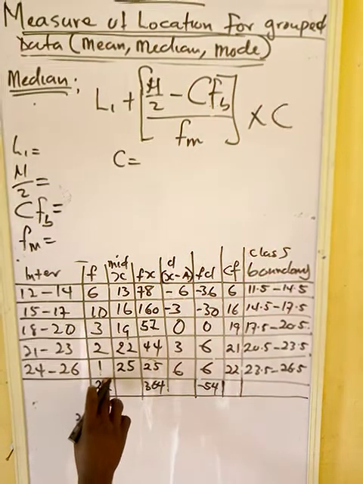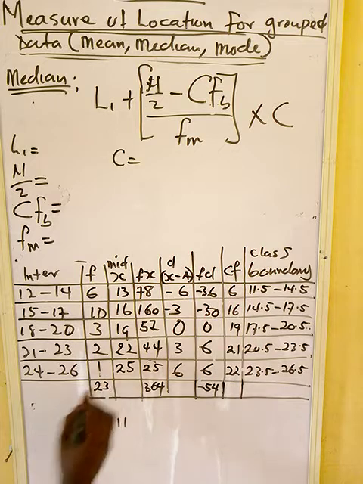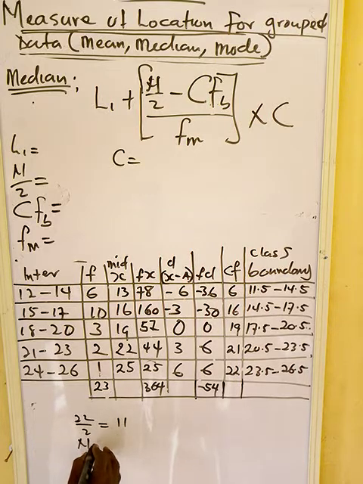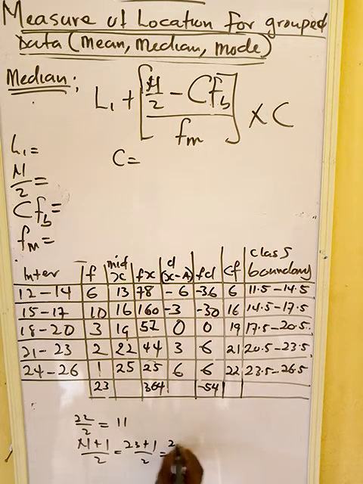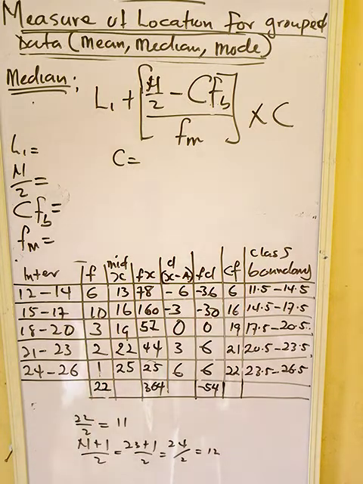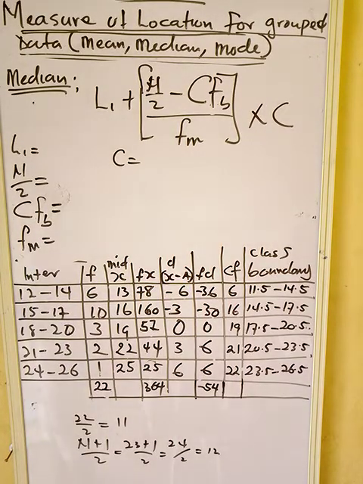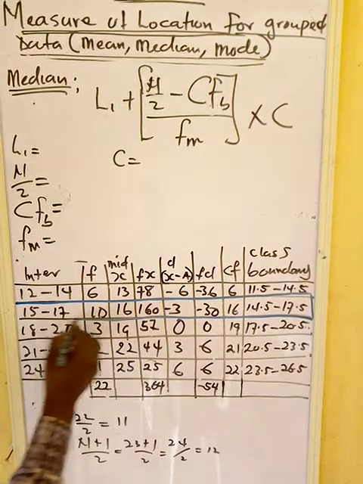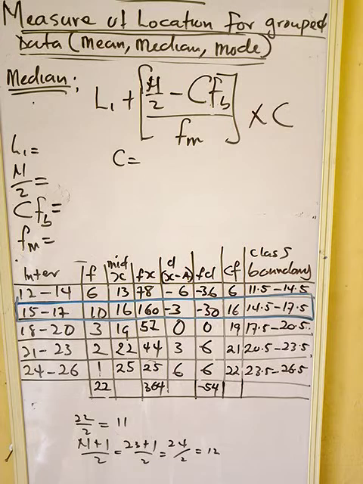Another thing is that if the total is an odd number like 23, to get your number you take this plus 1 divided by 2, which is 23 plus 1 over 2, which is 24 over 2, which is 12. But this one is an even number, which is 22. You just divide 22 by 2, which is 11. So where we are going to work is within that cumulative frequency of 16. This is our median class, and everything we want to do is within this region.